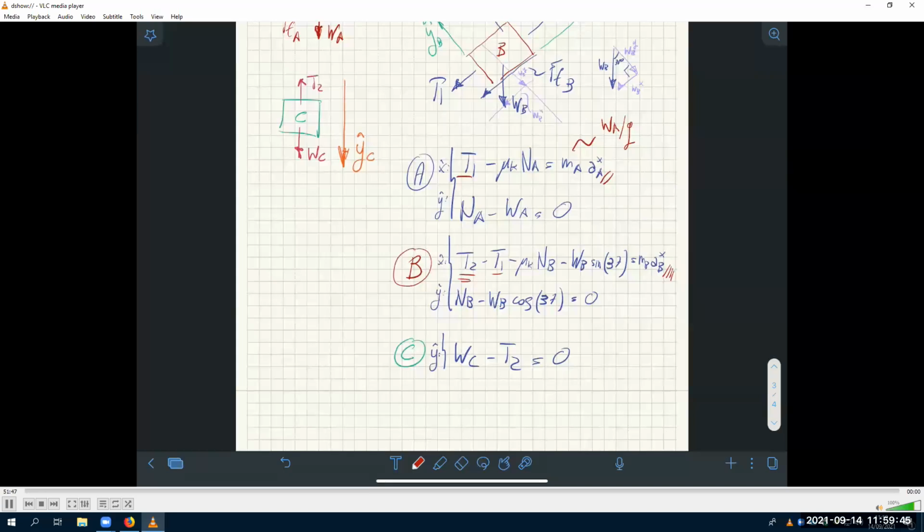What's left? WC is my fifth unknown. So 1, 2, 3, 4, 5. And T2 is my third, 1, 2, 3. So this is equation 1. This is equation 2. This is equation 3. We have 3 equations and 5 unknowns. Ouch. Or if you want, you have 5 equations and 7 unknowns if you take NA as unknown. So we are 2 equations short. Where do we find them?